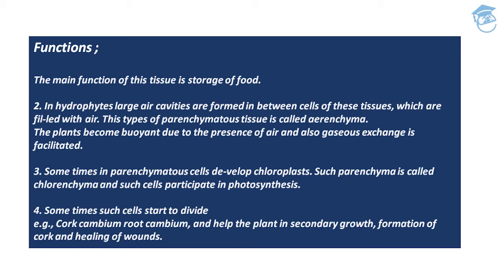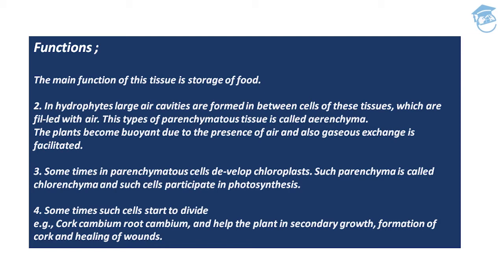Sometimes parenchymatous cells develop chloroplast too, and such parenchyma is called Chlorenchyma. Chloro means chlorophyll. So this is the modification of parenchyma, wherein parenchyma cells develop chloroplast, and such cells participate in photosynthesis because they have chlorophyll in them.